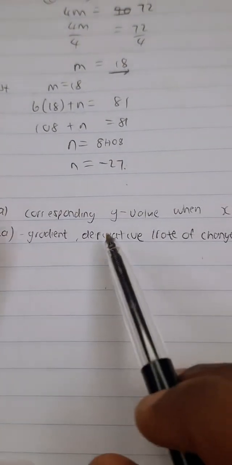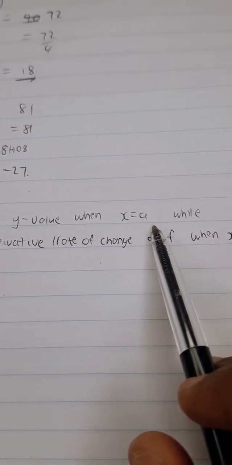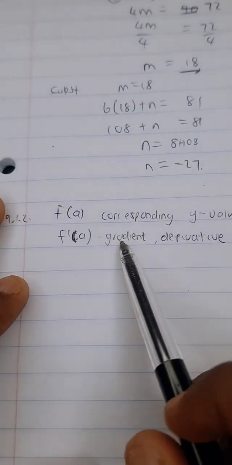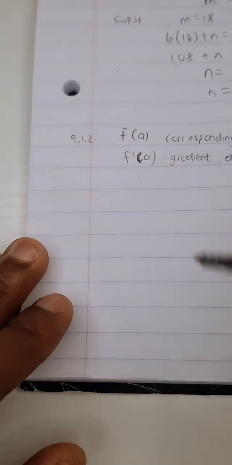F of a, like I said, is the corresponding y value when x is equal to a. That's what f of a is. While f prime a is basically the gradient, or we say the derivative, or we could say the rate of change of who? Of f, when x is equal to a. So that's the difference between f of a and f prime a. Okay, let's move on to the next question, 9.1.3.